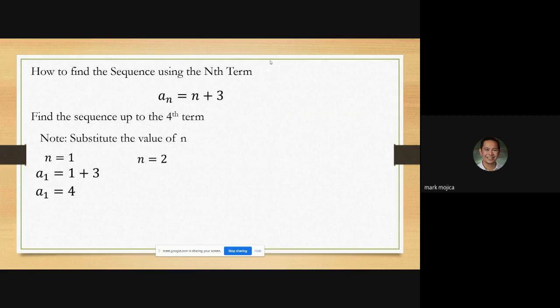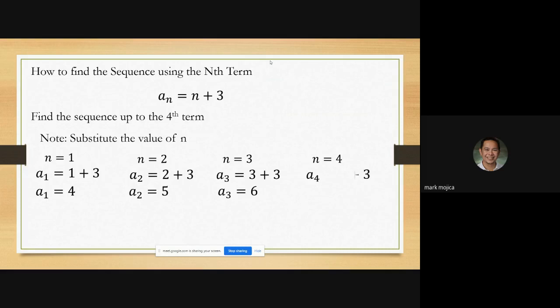Second term, so which is n is equal to 2. So, a sub 2 is equal to 2 plus 3. So, a sub 2 is equal to 5. Let's have the third term. So, a sub 3 is equal to 3 plus 3. So, a sub 3 is equal to 6. And the last, which is the fourth term, a sub 4 is equal to 4 plus 3. So, a sub 4 is equal to 7.